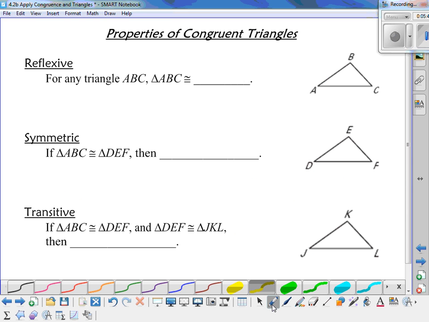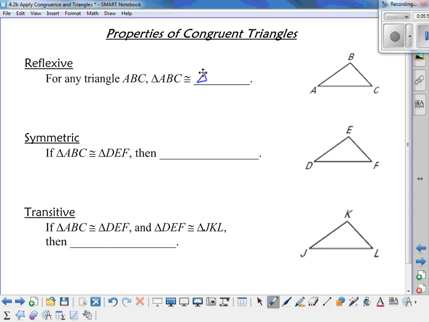Okay, and then the last little part of this is just saying that for congruent triangles, we can use the reflexive, symmetric, and transitive properties. So for any triangle ABC, triangle ABC is congruent to triangle ABC. It's just looking at itself in the mirror.